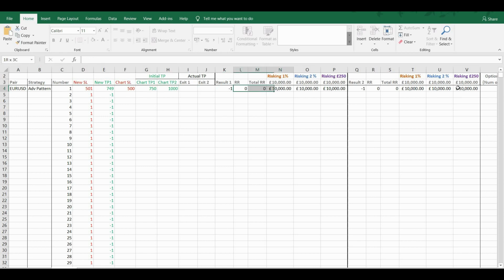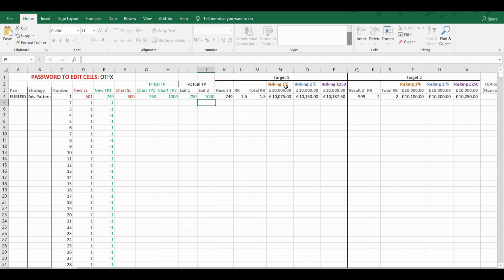Now you can already see here we've started to fill these boxes in. Let's just say we hit both targets, so 75 pips and 100 pip target. Now in these boxes here, you see risking 1% of the total account equity, which starts at 10,000. You can get into here and change it to whatever you want, 1,000, and we'll leave it at 10,000 for now. So risking 1% in these columns, risking 2% in these columns, risking £250 in these columns.